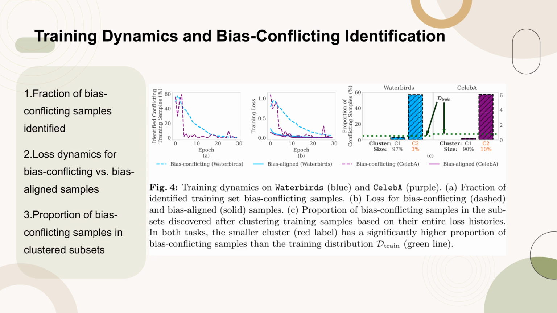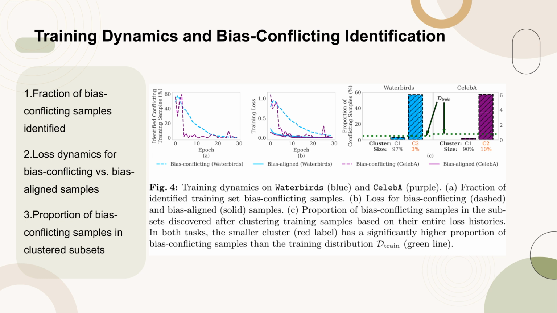Figure 4 illustrates the training dynamics on two datasets, Waterbirds and Celeb, focusing on the identification and dynamics of bias-conflicting samples. In panel A, the fraction of bias-conflicting samples identified during training is shown, indicating how effectively the model distinguishes between bias-conflicting and bias-aligned samples. Panel B presents the loss dynamics for bias-conflicting samples, dashed lines, and bias-aligned samples, solid lines, highlighting the differences in learning curves between these two groups.